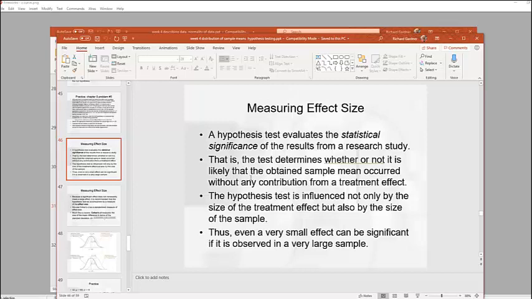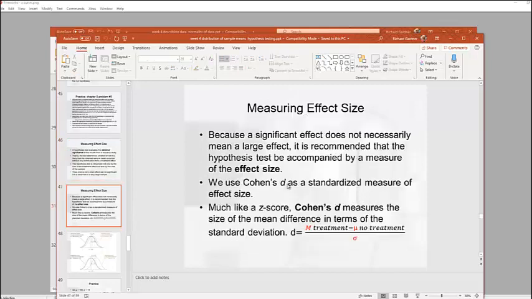So what does she say here? A hypothesis test evaluates the significance, that is, it determines whether the sample mean occurred from a treatment effect.